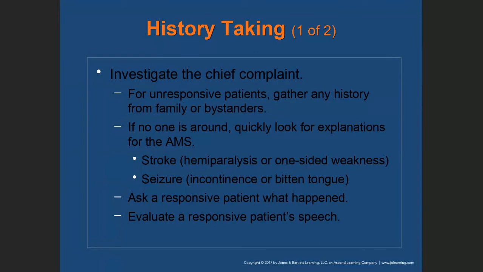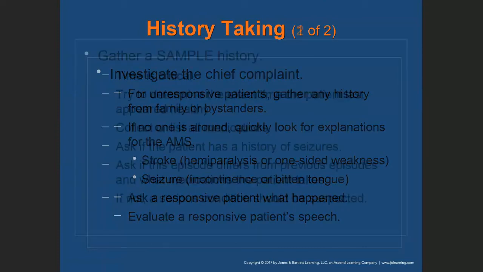If no one is around, quickly look for explanations for AMS: stroke, hemiparalysis or one-sided weakness, seizure, incontinence, or biting the tongue. Ask a responsive patient what happened. Evaluate a responsive patient's speech and whether or not they understand what you're asking.